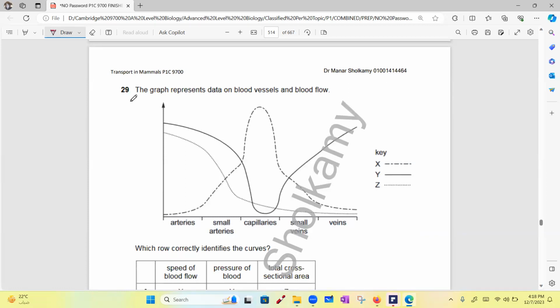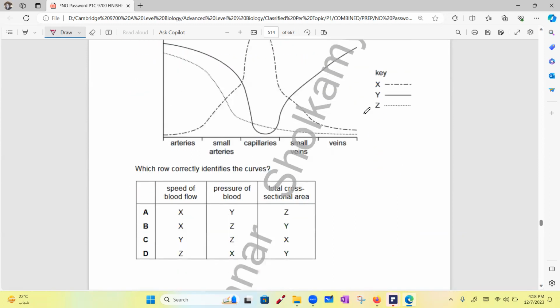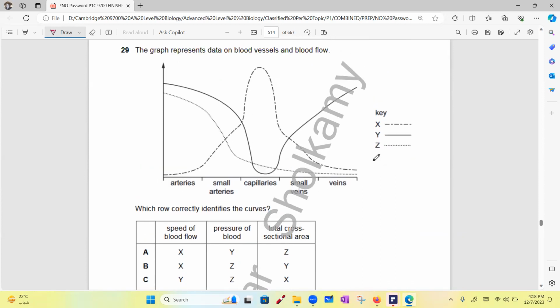Okay, 29, graphs. Graphs are very important. The graph represents data on blood vessels and blood flow. Which row correctly identifies the curves? Now, there's a key here. And then you have the artery, and small arteries and capillaries and small veins and veins. Fine. Now, if you look at one of the blood vessels, let's say the artery.